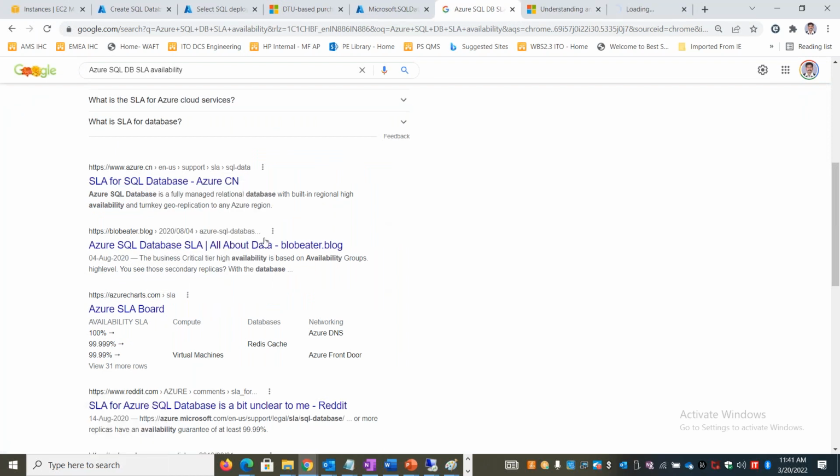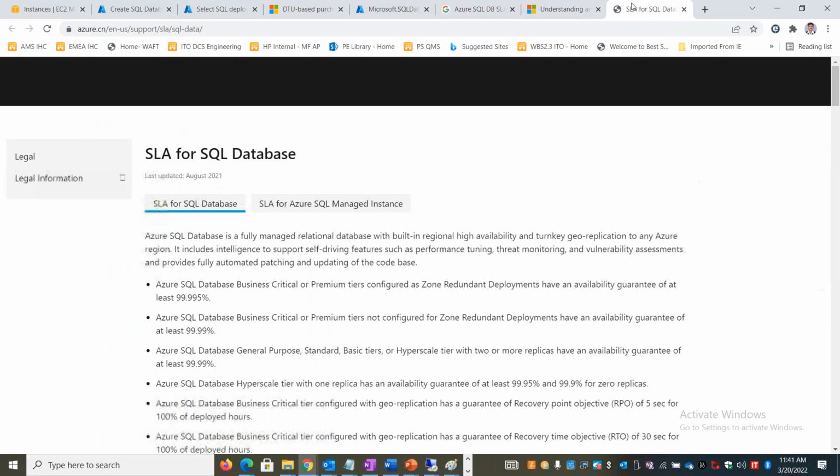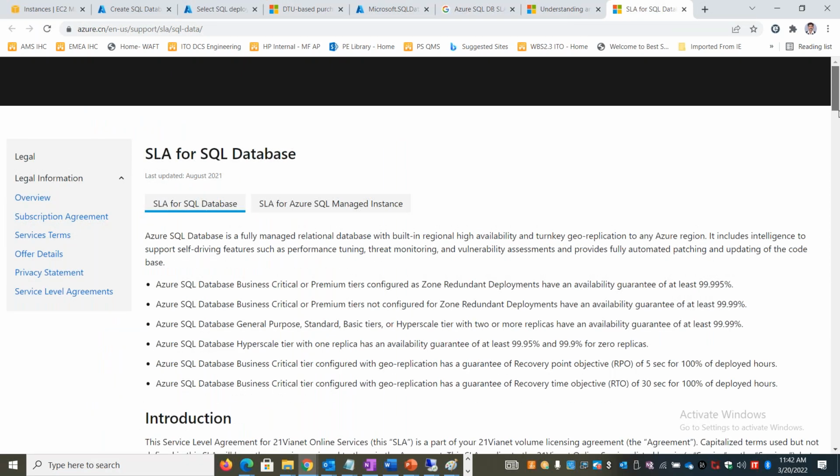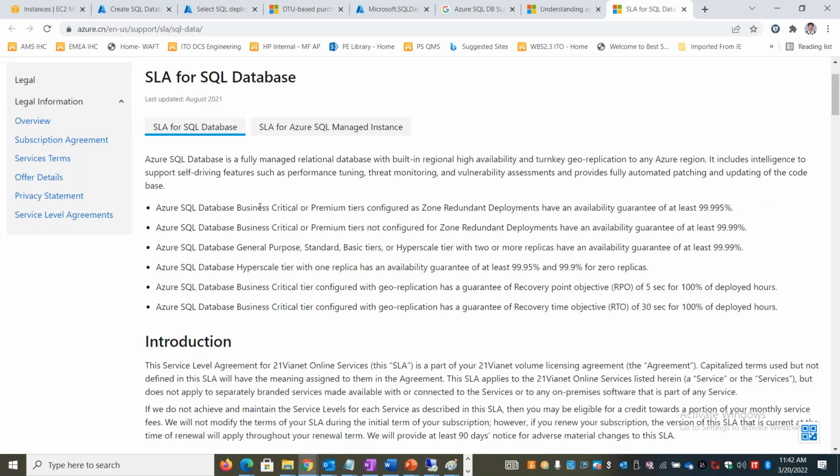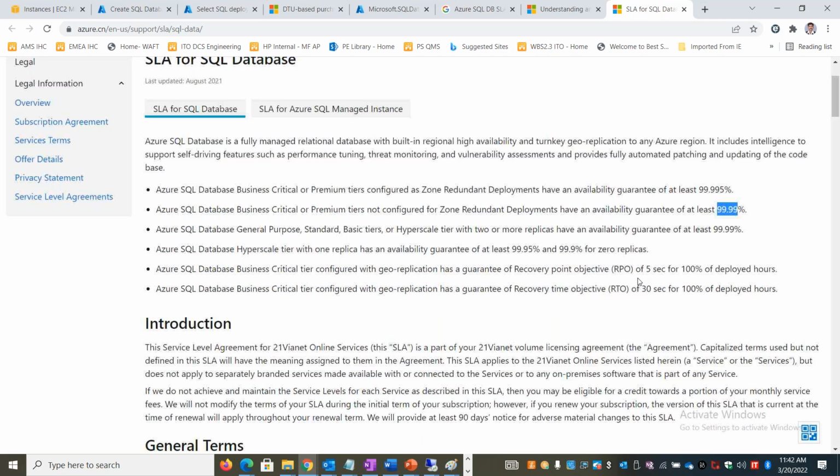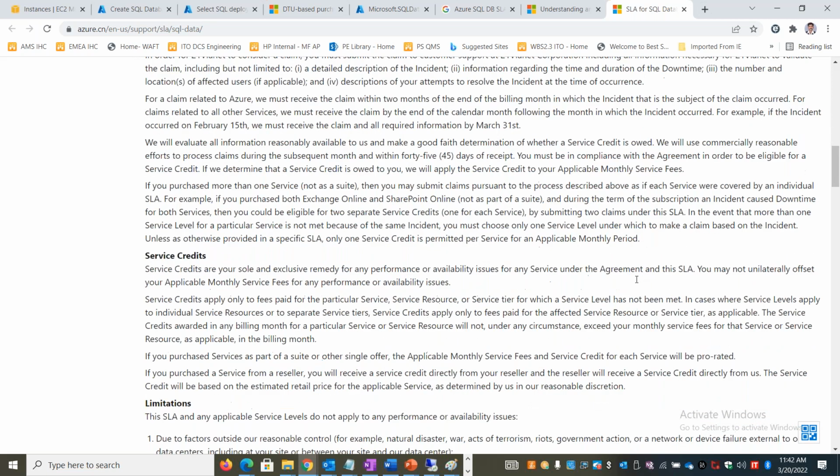So, SLA. See, if you are going for business critical, you are getting 99.995 availability. You're understanding my point, right? So if you're going for just premium tier and not configuring the zone redundant, you're going to get only 99.99. So your availability of your database will be very, very less, right? So they are definitely utilizing the clustering on the back end to achieve it.